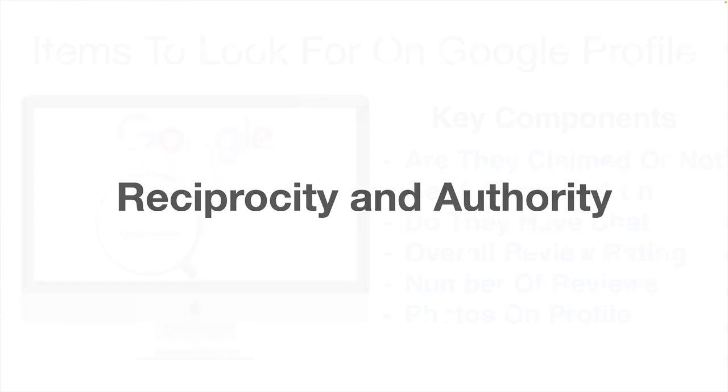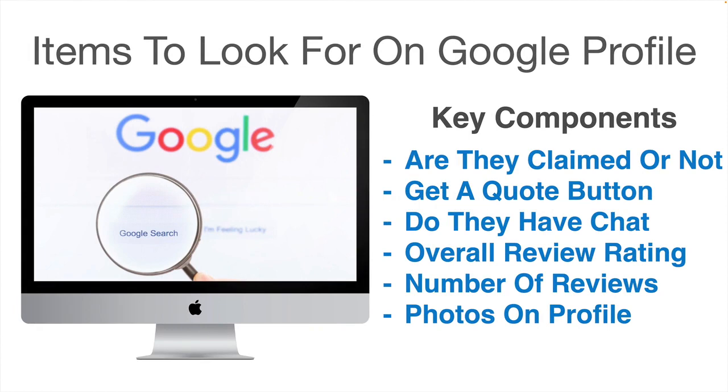Now, if you can do this manually, go out there and the items to look for on Google are this, right? We're looking for some key components. Number one, are they claimed or not? Very simple. If you're not a newer digital agency, this should be like kindergarten stuff for you, right? If you're a newer digital agency, this is a key factor that we're looking for.